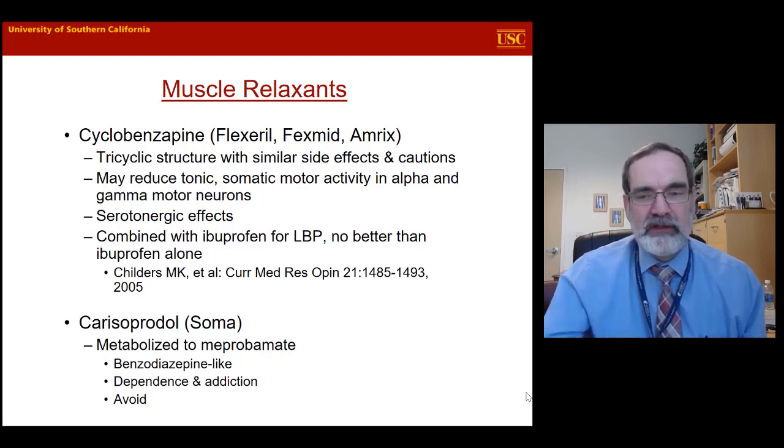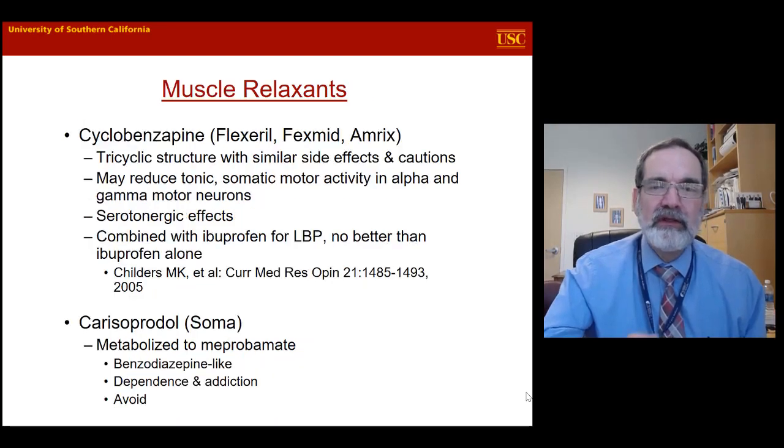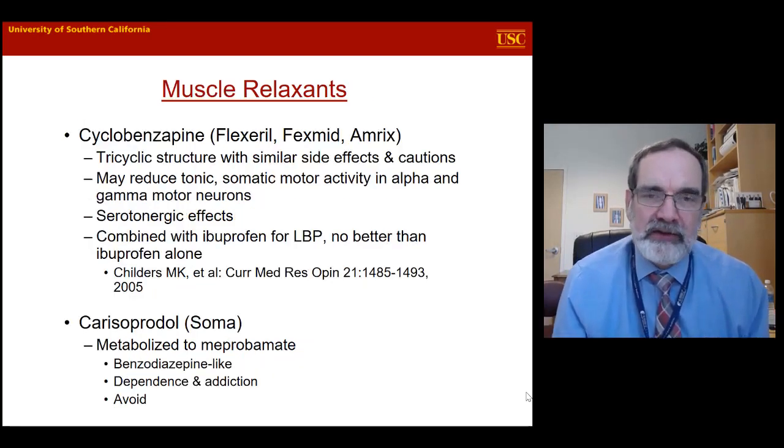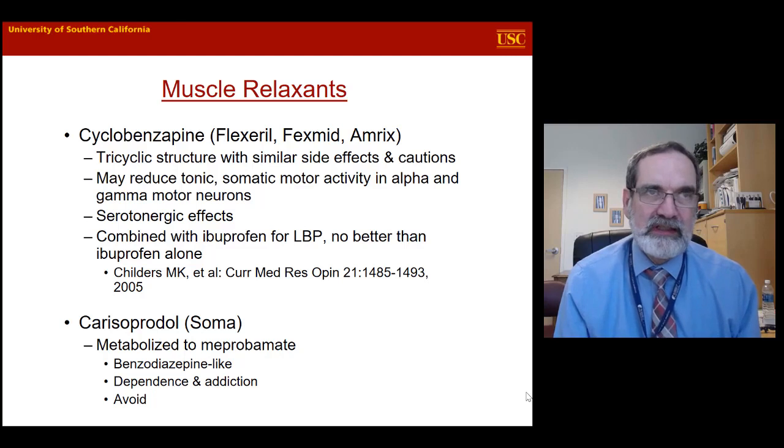I showed you a minute ago that tizanidine added to ibuprofen for low back pain is helpful. Cyclobenzaprine added to ibuprofen for low back pain did not seem to give additional benefit than just ibuprofen alone.